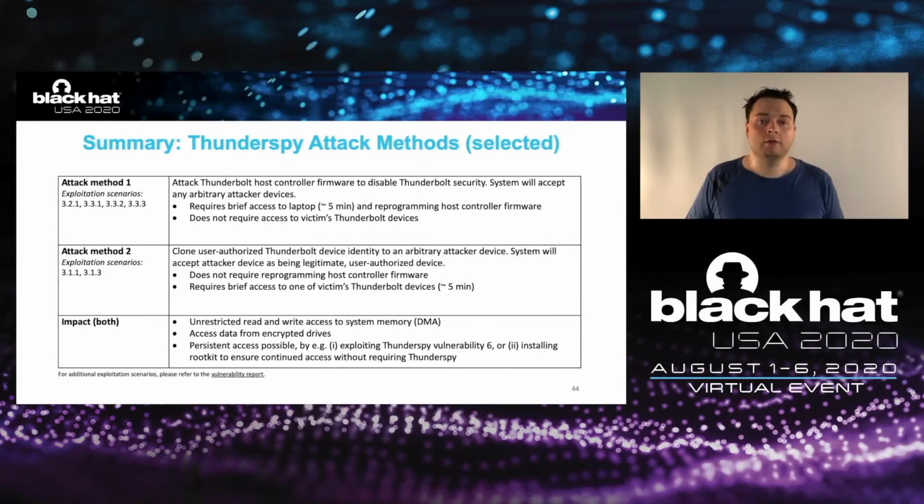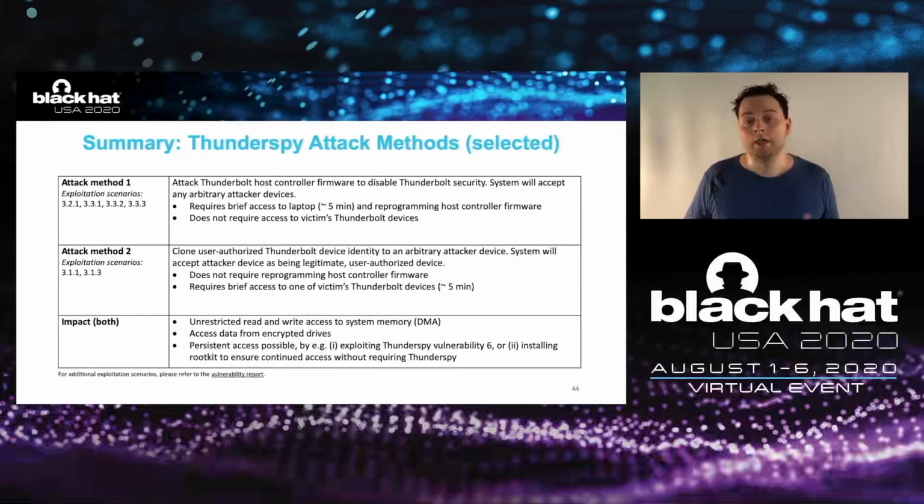So to summarize, the Thunderspy attack methods can be divided in 2 categories. The first attack method requires only brief access to the laptop, only 5 minutes to reprogram the host controller firmware. It does not require any access to victim devices. Attack method 2 is kind of the inverse: it does not require reprogramming the host controller firmware, but it only requires 5 minutes of physical access to one of the victim's vulnerable devices.